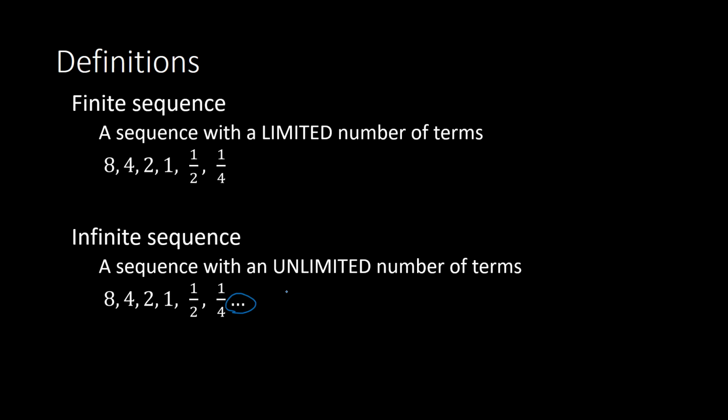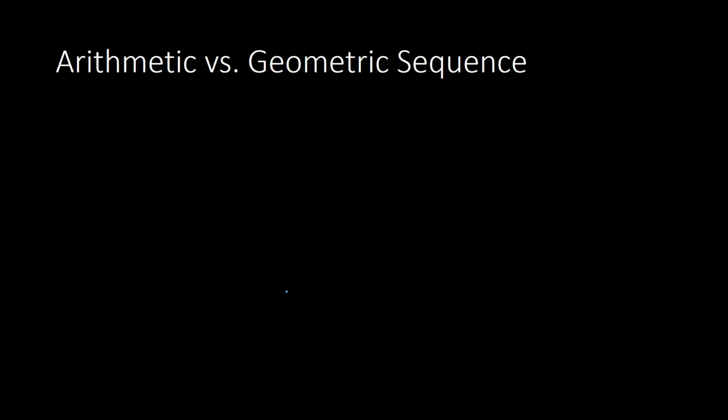Now, we can also define our sequences based off the pattern. So we have what we call arithmetic sequence and a geometric sequence. By the way, a little side note, it's pronounced arithmetic because it is an adjective describing the sequence, whereas the word arithmetic is a noun, so it's pronounced differently.